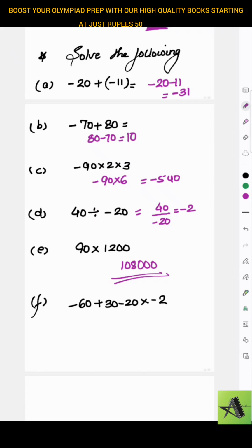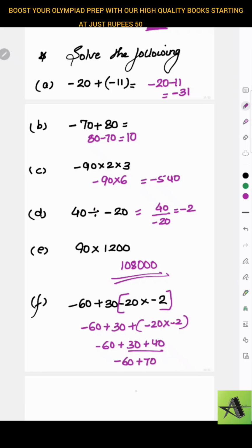Next is, obviously you have studied BODMAS in your younger classes, so you have to follow that, and in this case we have addition, subtraction, multiplication. So I'll be doing multiplication first. So let me just multiply this together like this. So I can write minus 60 plus 30 plus minus 20 times minus 2. So minus 60 plus 30, and minus 20 multiplied by minus 2 is plus 40. And 40 plus 30 is 70. And 70 minus 60 is just 10. So this is how we can solve it.